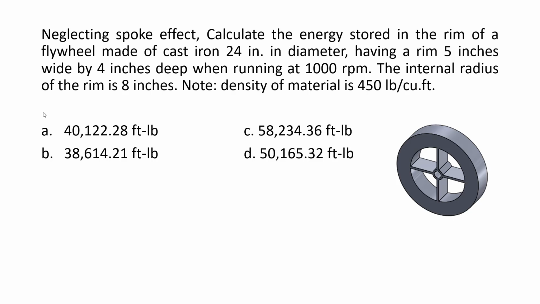So the choices, letter A, 40,122.28 feet-pound. Letter B, 38,614.21 feet-pound. Letter C, 58,234.36 feet-pound. And letter D, 50,165.32 feet-pound. So let's proceed.